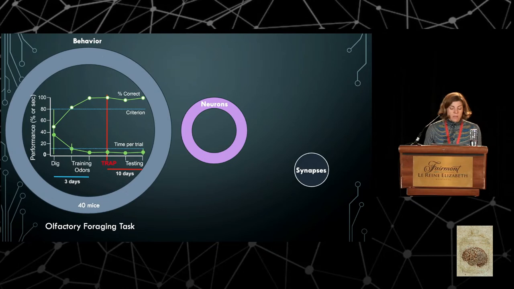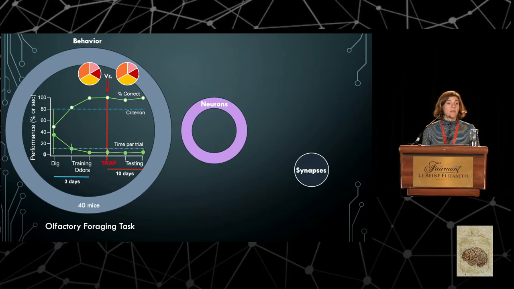So here's some data. This is the task data for the behavior. Because this is an innate foraging task, the animals learn it extremely quickly, in a couple of days. Once they become expert, we TRAP the network of neurons that are responsive, by only presenting the animals with the rewarded stimulus in both pots. They think they're brilliant. They get this right 100% of the time, and they do it really quickly. Then 5 days later and 10 days later, we retest the animals on the original task again, and they continue to perform extremely well.